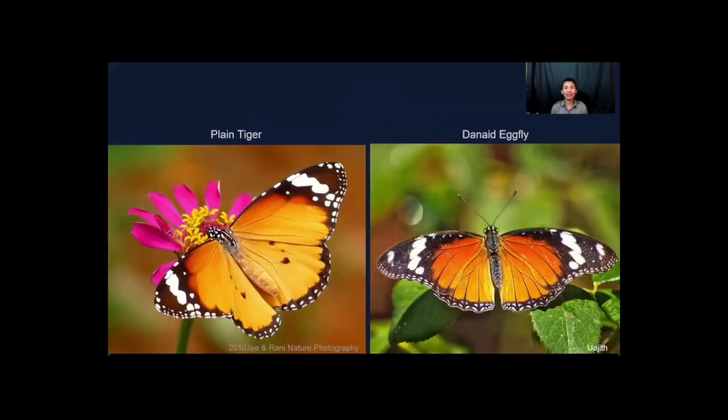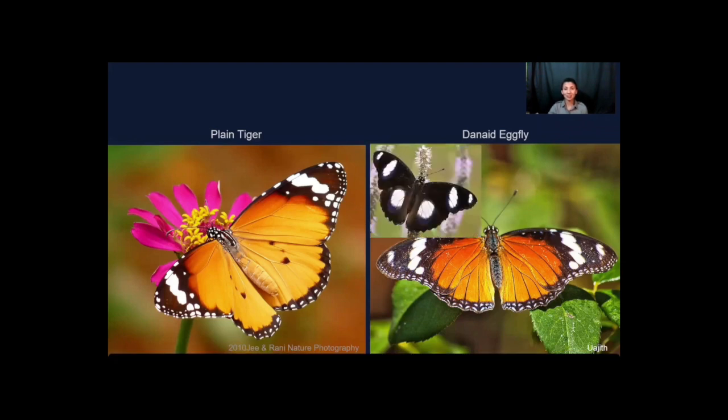Another example of mimicry is the Danaid eggfly. Look at the plain tiger, right? Beautiful tiger-like colors, bright orange, black, white. And look at the Danaid eggfly. Sometimes when this female of the Danaid eggfly is flying about, you have to look carefully and look twice to make sure whether this butterfly is a plain tiger or not. Some little pointers, for example, the border of the wings is a good giveaway for us to identify the butterfly correctly. The male of the species looks like this. Very, very different.